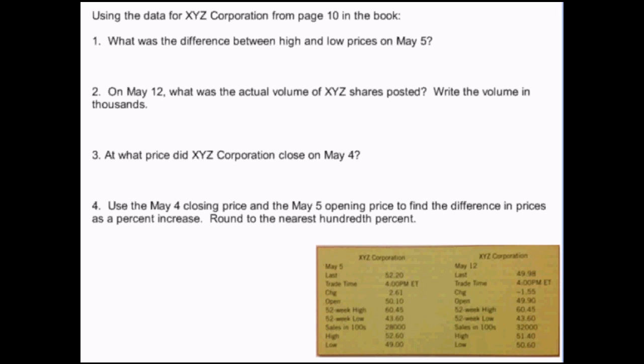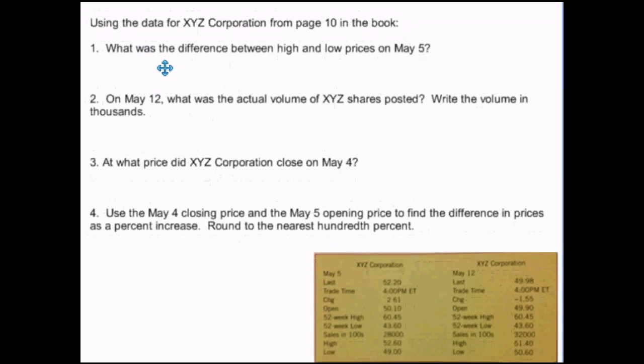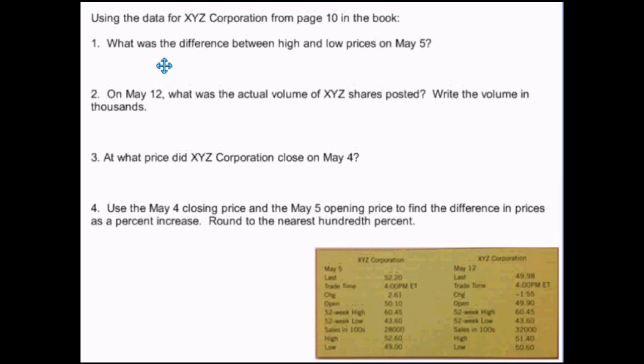So what's the difference between the high and the low on May 5th? Well, our high is 52.60, and our low is $49. We're just going to take our high and subtract our low from it. Now we're going to actually use a real pen. So that was our high, this is our low, and if we subtract those, we get 360.